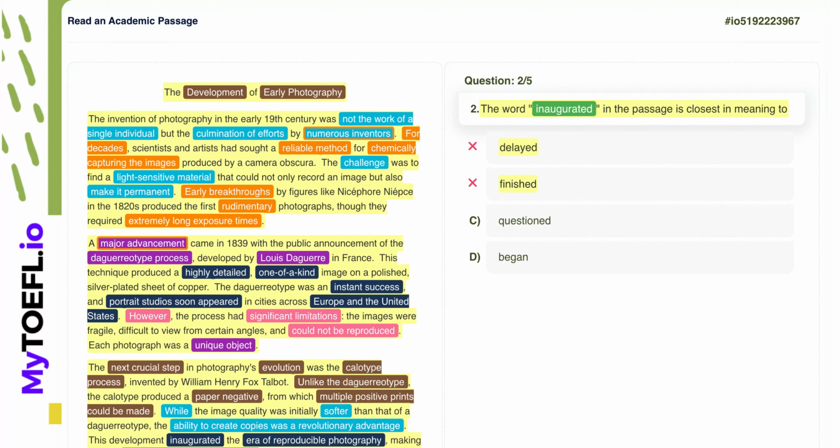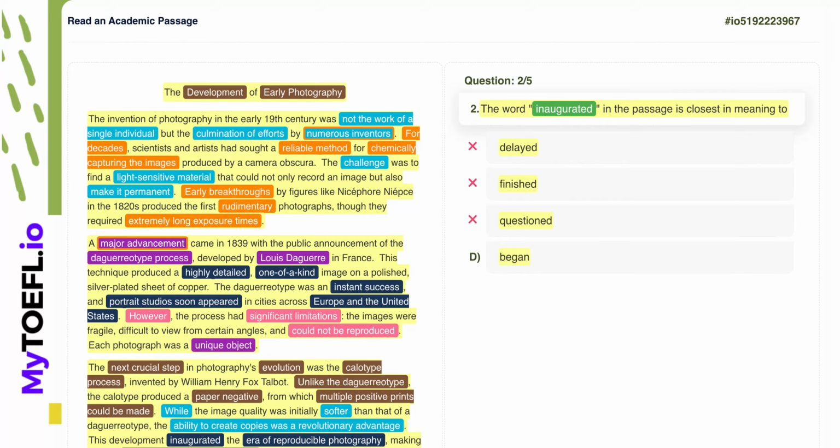Next, we'll examine option C, "questioned." This means to doubt or ask about something. The development of the calotype didn't cause people to doubt reproducible photography. It made it possible. The tone of the passage is positive, calling it an advantage. This word has the wrong meaning for the context. Incorrect.